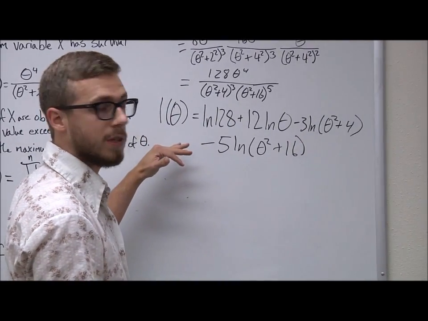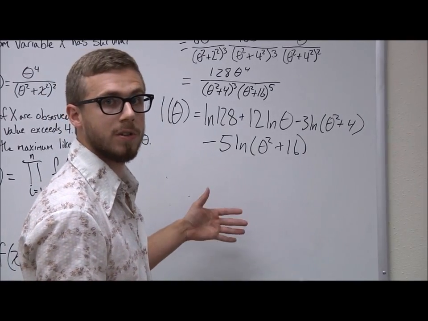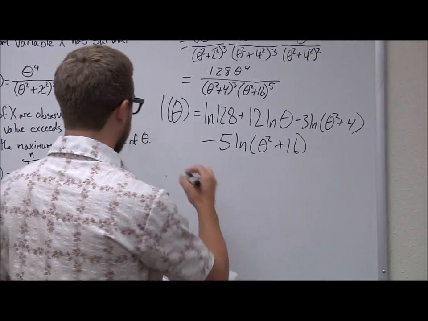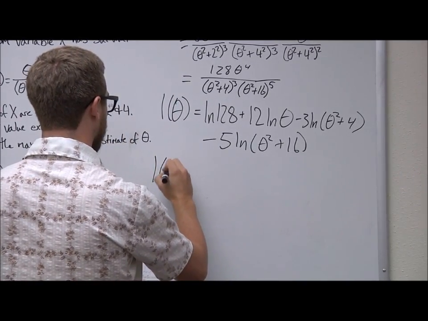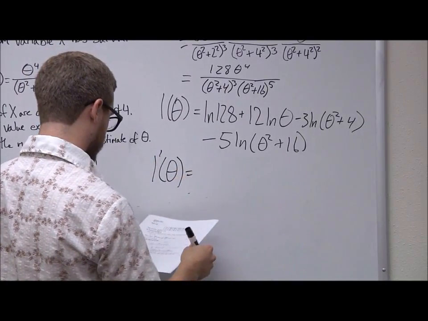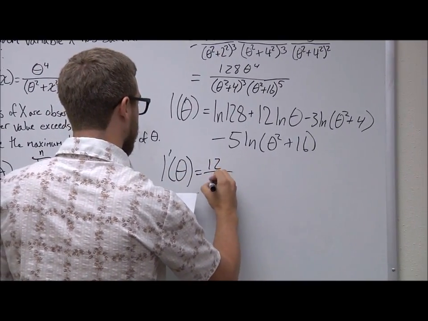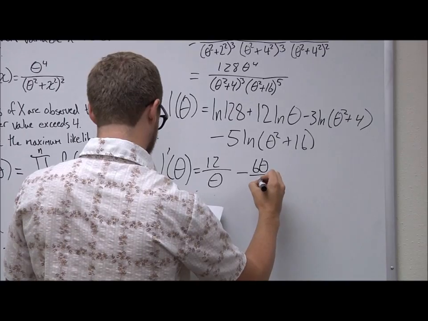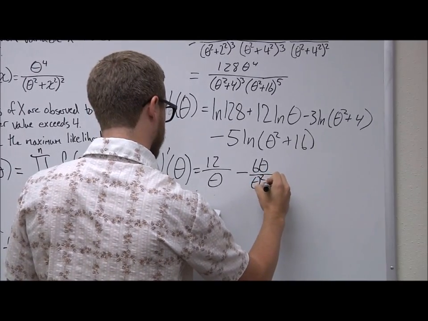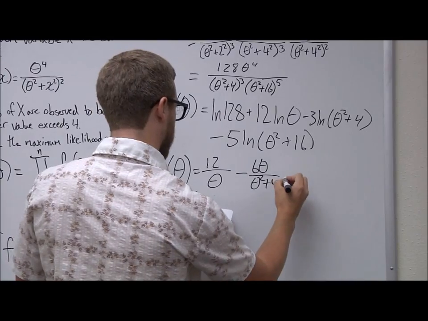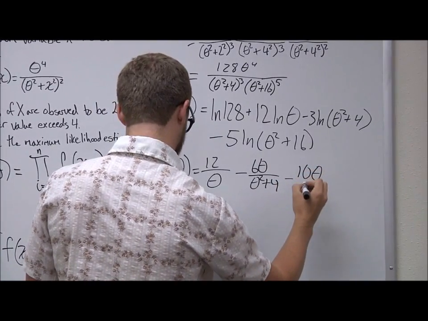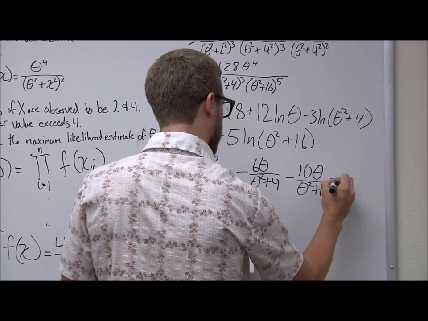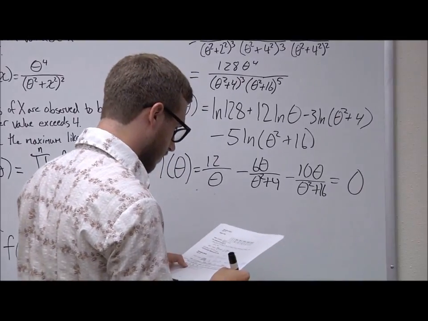Now, since we want the maximum of this, we'll take the derivative and set it equal to 0, and that'll give us the maximum likelihood estimate. So the derivative of the log likelihood function is 12 over theta minus 6 theta over theta squared plus 4 minus 10 theta over theta squared plus 16. And that is, when we set that equal to 0.